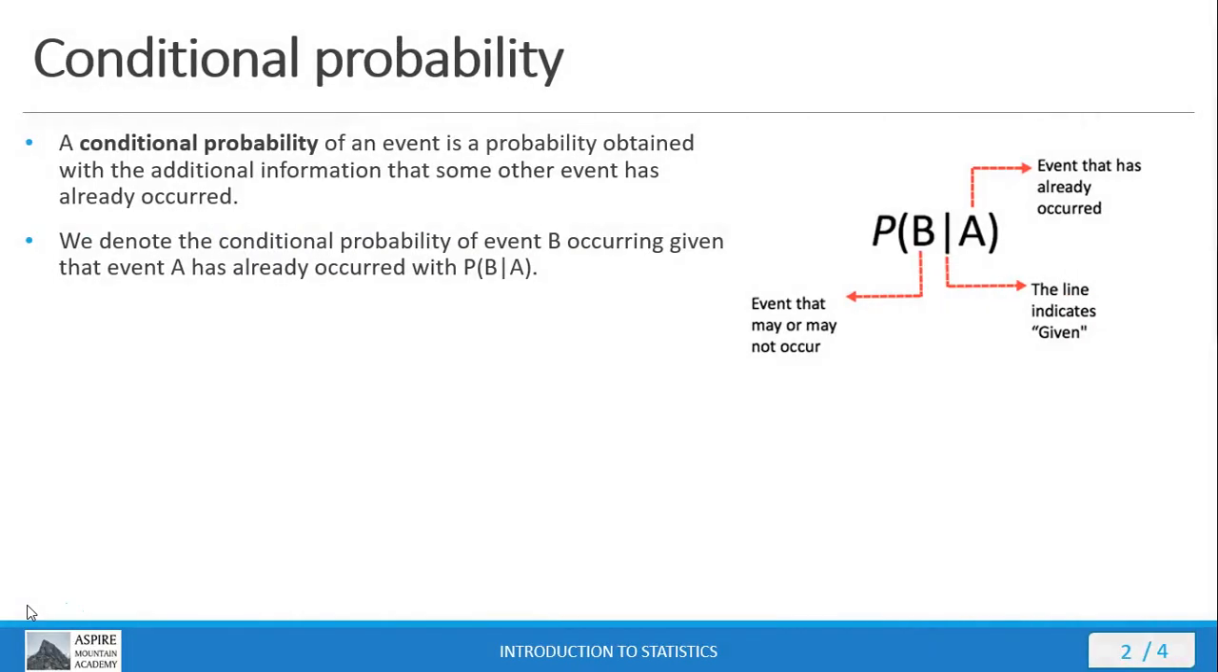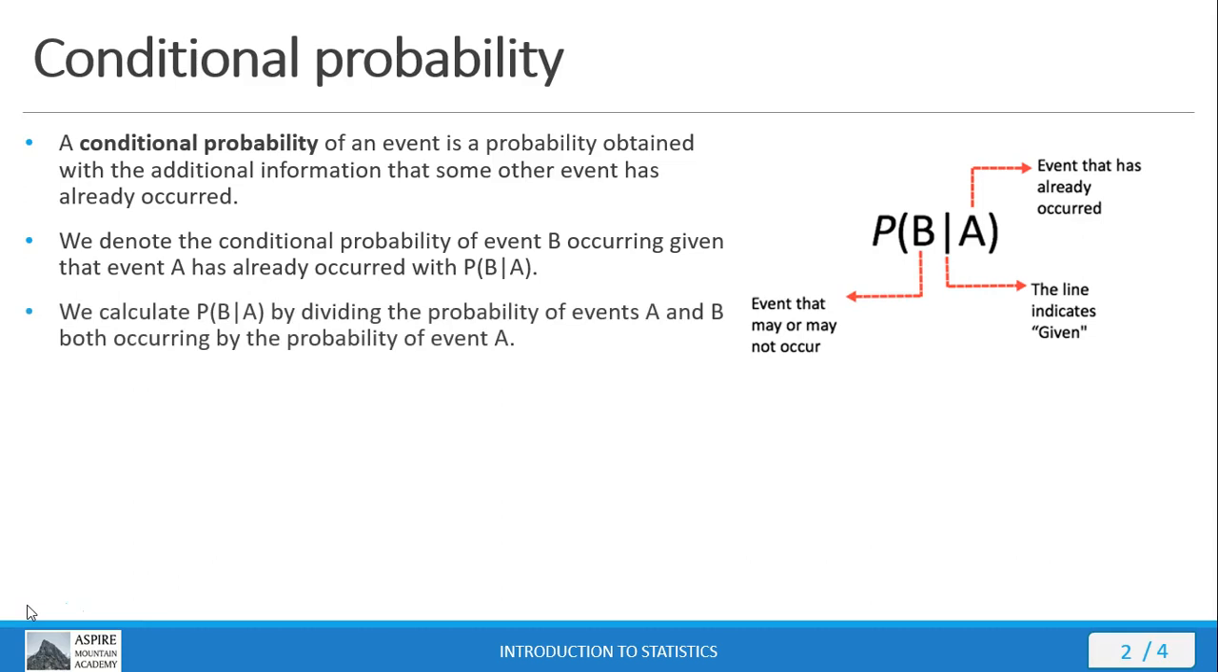A conditional probability of an event is a probability obtained with the additional information that some other event has already occurred. It's the probability of an event given that some other event has occurred before it. We denote the conditional probability of event B occurring given that event A has already occurred with this notation here, and we read it as the probability of B given A.